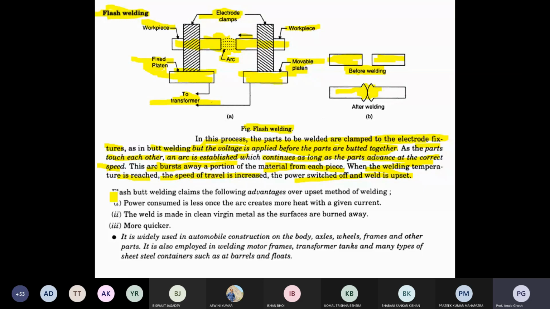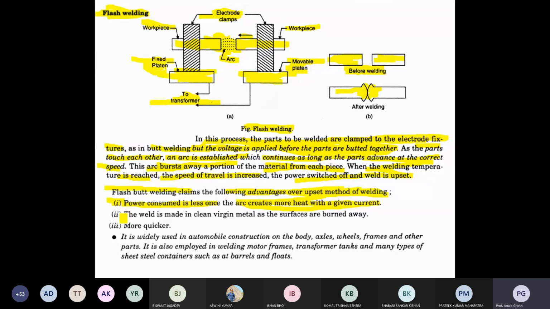Flash butt welding claims advantages over the upset method of welding. What are the advantages? The power consumed is less. The arc creates more heat with a given current. Arc means flowing of current, breaking down of the air. That is the first one.